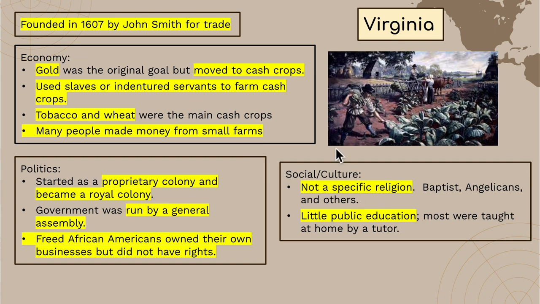Socially and culturally, religion is not huge in Virginia because, again, it's there to make money, but there are a lot of Christian religions like Baptists and Anglicans, which would be the Church of England, and others. There's going to be little public education because, remember, at this point in time, a lot of education is based around the Bible. So if your town, culture, or government is not religious based, they're not going to force people to learn to read so they could read the Bible. But most people, if they are rich enough, are taught by a tutor at home.